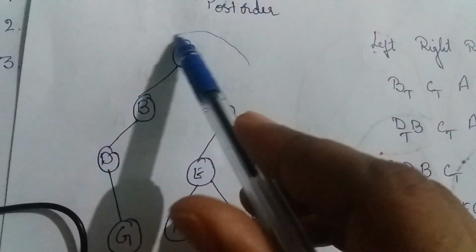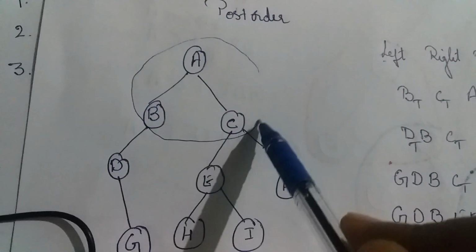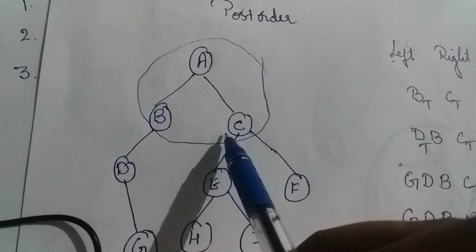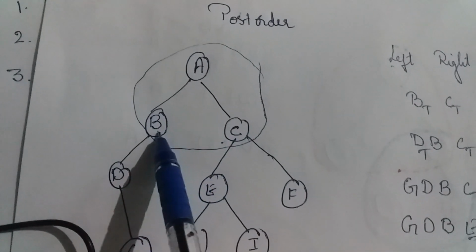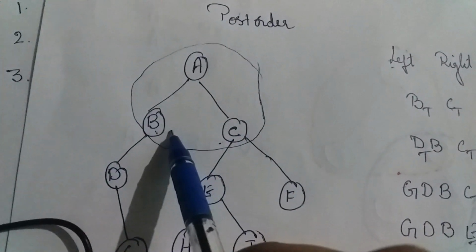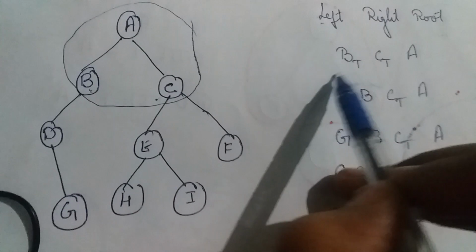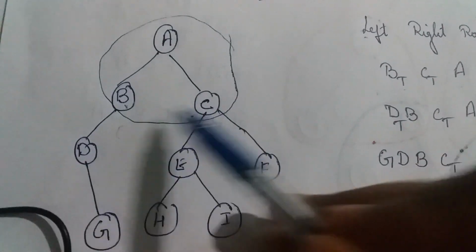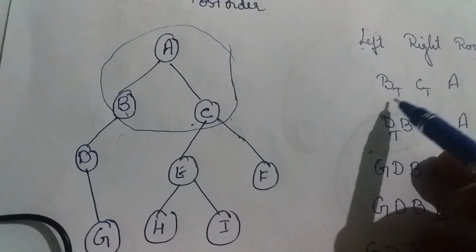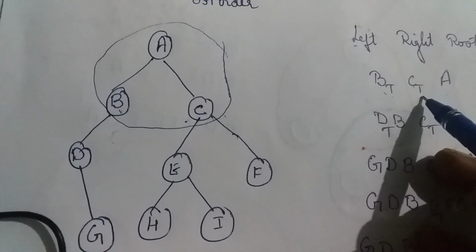Now first consider this subtree here. For this subtree apply the post order traversal. It is left B, right C and root A, B, C and A. And B and C have subtrees, so it has to be traversed, so I have written BT and CT.